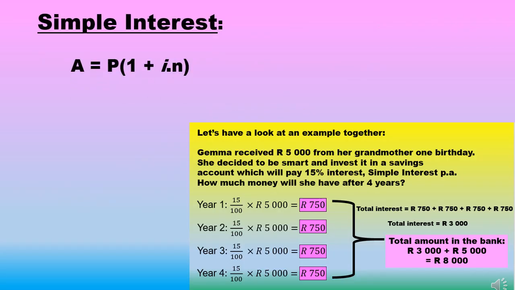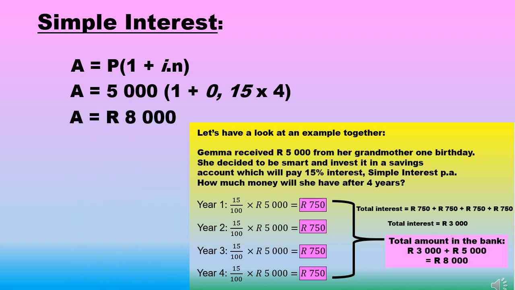Okay, so let's have a look. When we use the simple interest formula, does it give us the same amount as what we did when we did the question manually, when we worked it out year for year? So if you have A is equal to P(1 plus i times n). Now when we look at Gemma, remember she invested 5,000 Rand. So the principal amount that she's investing is 5,000 Rand. The interest was 15%, written as a decimal, so 15 divided by 100 is 0,15, and the number of years is 4.